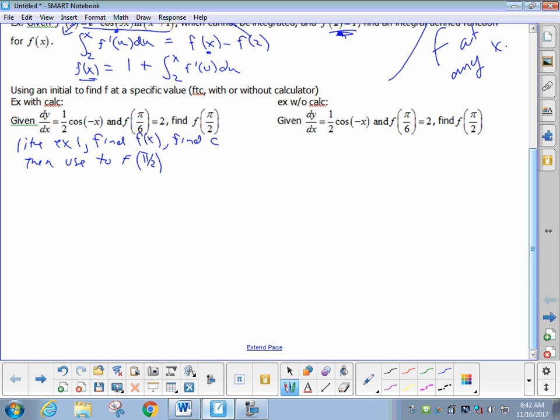Let's start with if dy dx is this, then wouldn't y be the antiderivative of that? So the antiderivative of 1/2 cosine of negative x dx. Negative x. What will it cause me to have to do? Use some. Is there a way around that? There is. What is it? Cosine of negative x is cosine of x. This again goes to that idea of if you can make your life easier, do that. Luke is referring to the fact that cosine is even.